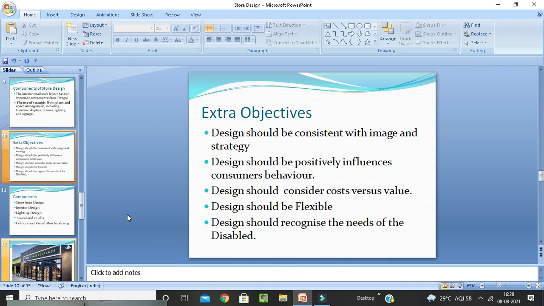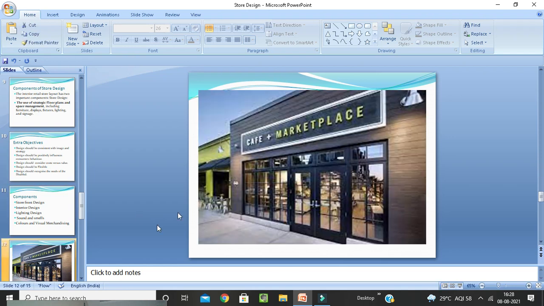It is a critical consideration in any store design or redesign decision. The 1990 Americans with Disabilities Act, ADA, is a landmark federal civil rights law that protects people with disabilities from discrimination in employment, transportation, public accommodations, telecommunications, and the activities of state and local government. That is the main concern. If you see here in this cave marketplace, how beautiful it looks and how it is attracting.